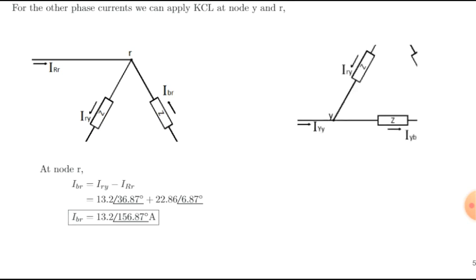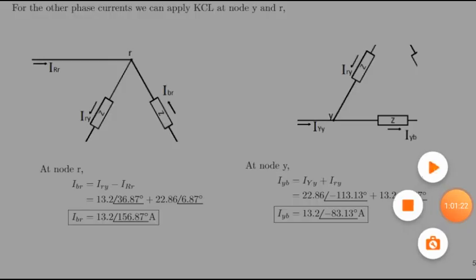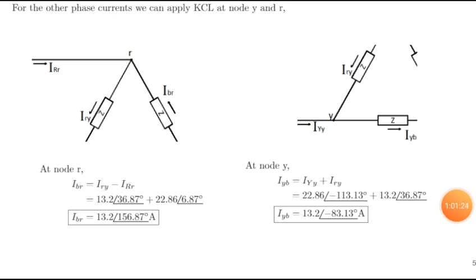And next, for the Y, at node Y, this will be the formula: IYB minus IYY minus IRY. Why is it plus IRY? Because IYY and IRY are entering, IYB is leaving, so IYB is equal to the sum of IRY and IYY. Correct.